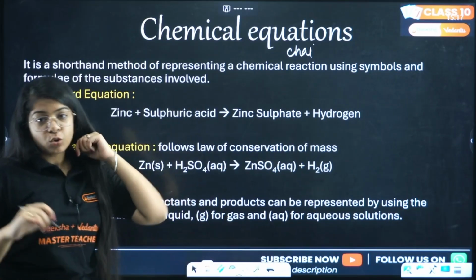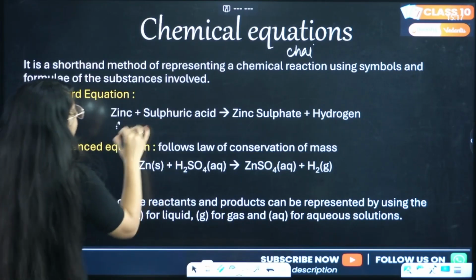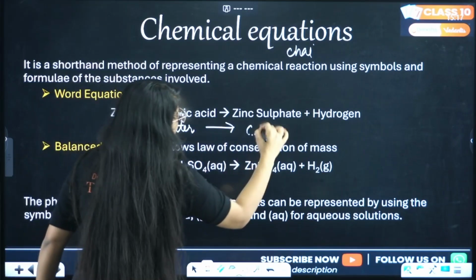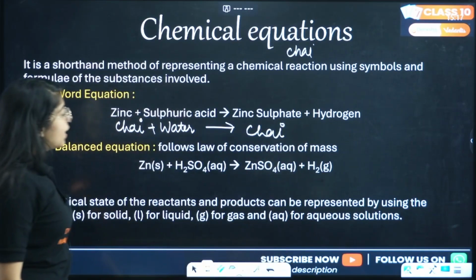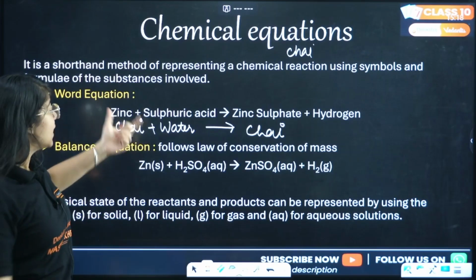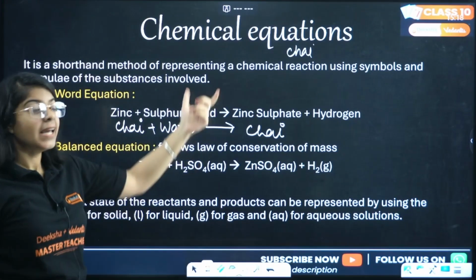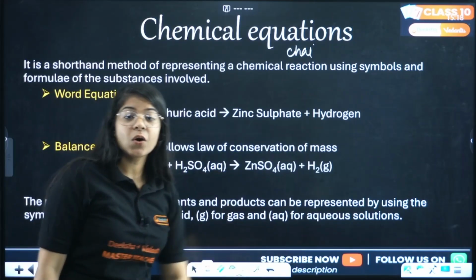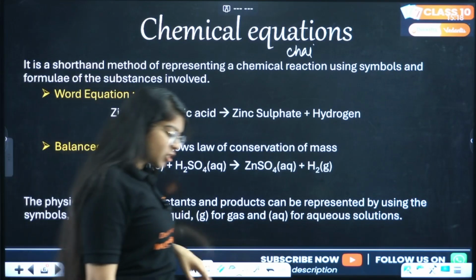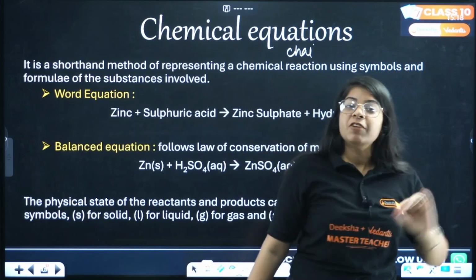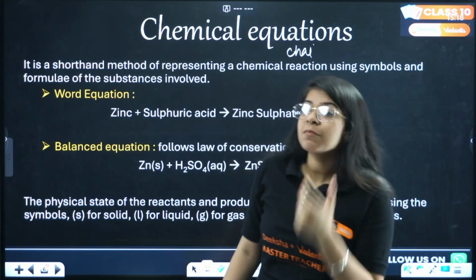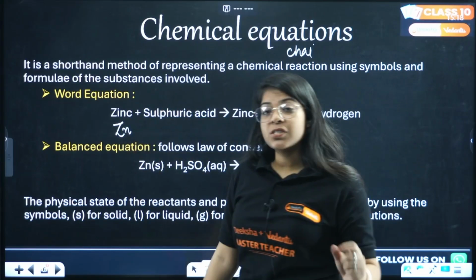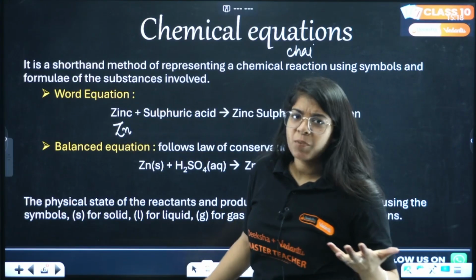Done. Now there are two kinds of equation. A word equation is where you directly write chai plus water and all that and say chai is made. Similarly in chemistry, what do we write? Zinc plus sulfuric acid equals zinc sulfate plus hydrogen. Now we talk about symbols in chemistry. We know there is a periodic table, and every element has a symbol associated with it. So zinc has Zn. Instead of zinc, I can write Zn to make the process faster.